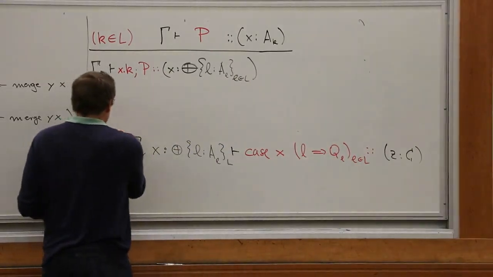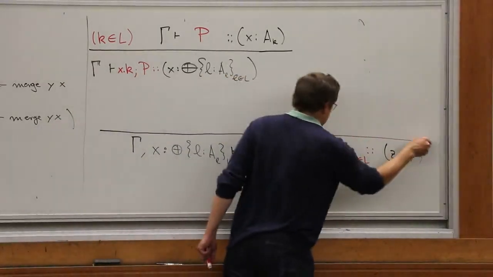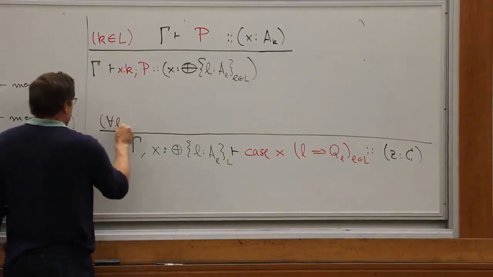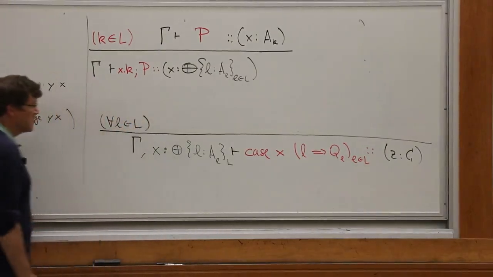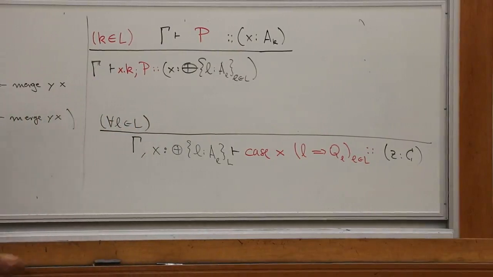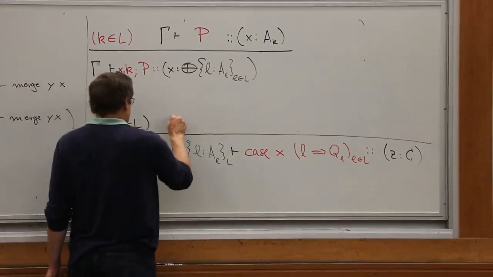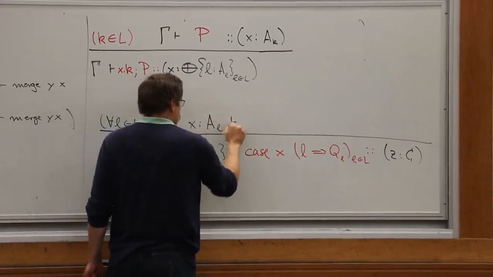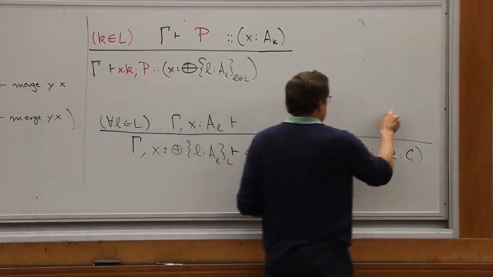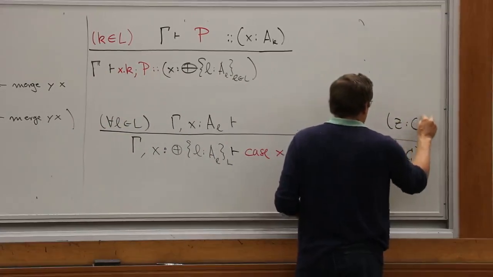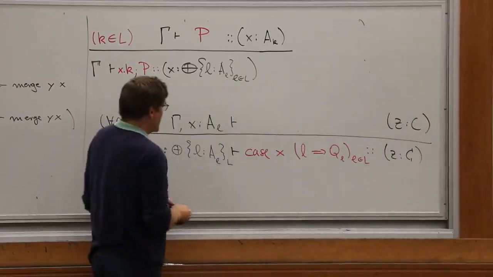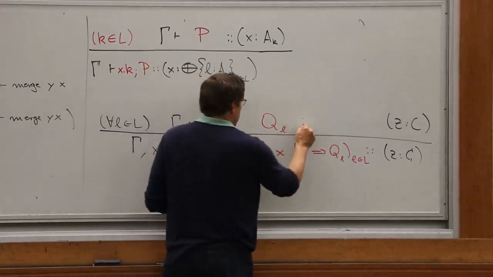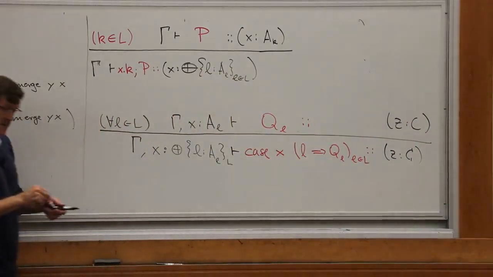And what has to be the case for this to be well typed? We have to check for every L in the label set that every branch is well typed. And every branch is going to be checked in gamma, X has type A sub L. And the right-hand side doesn't change. And the process in that case is just going to be Q sub L.